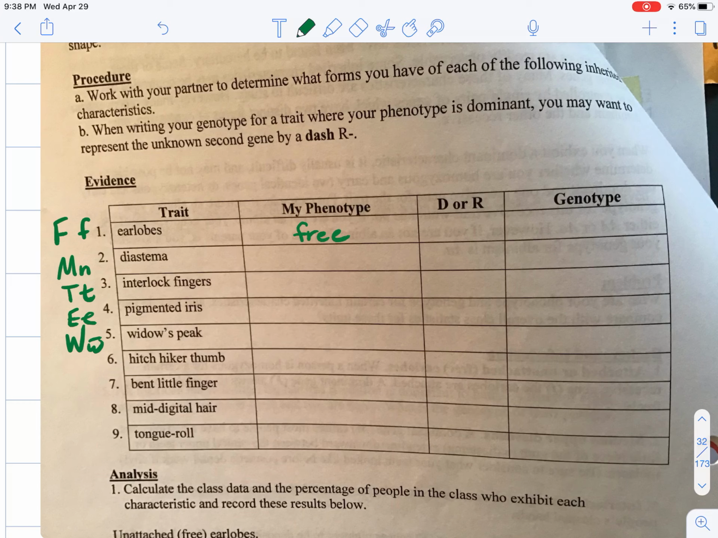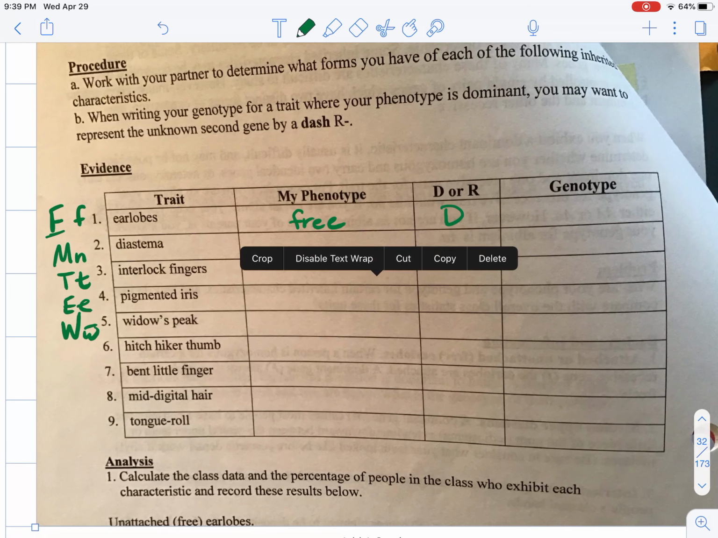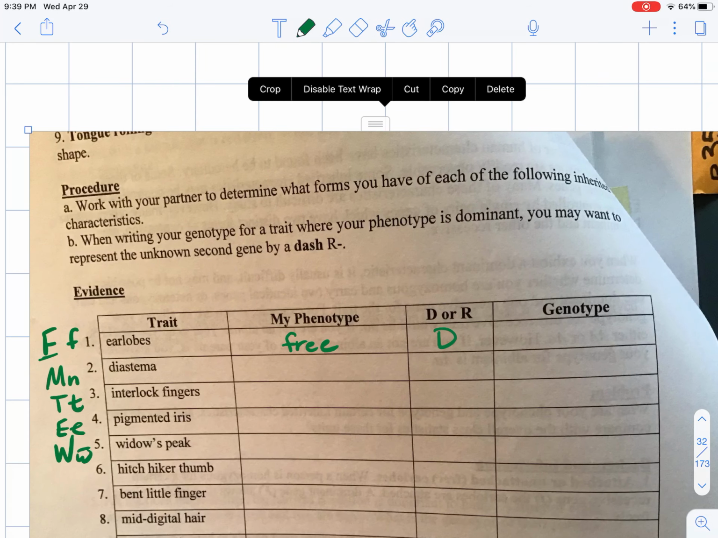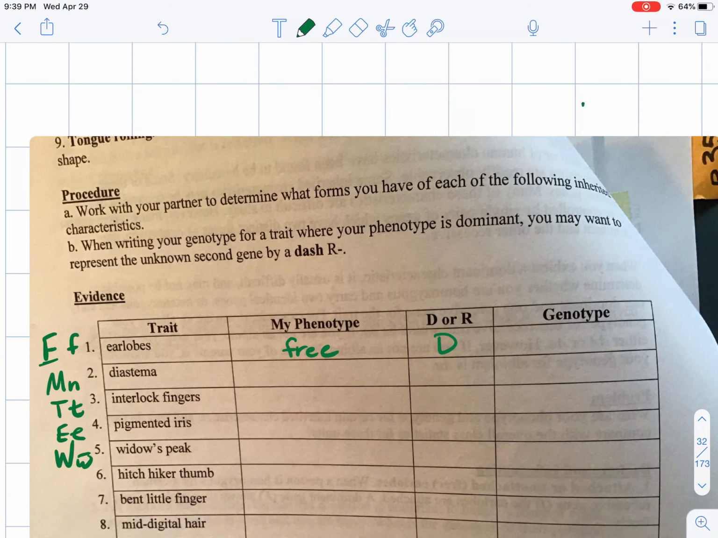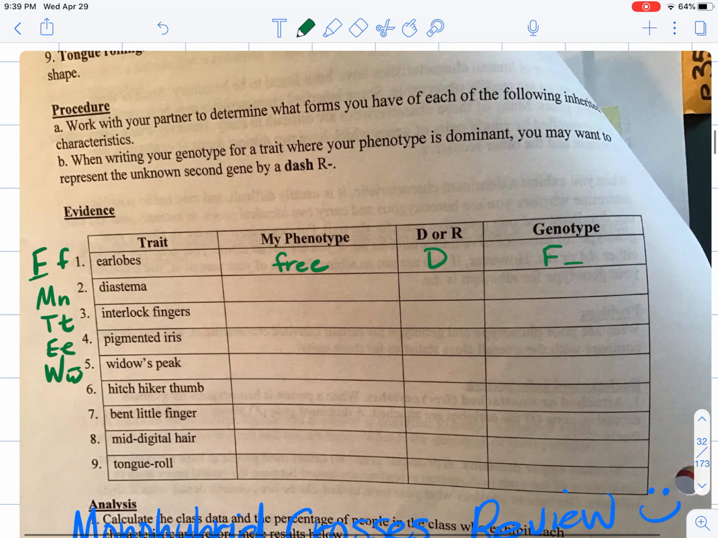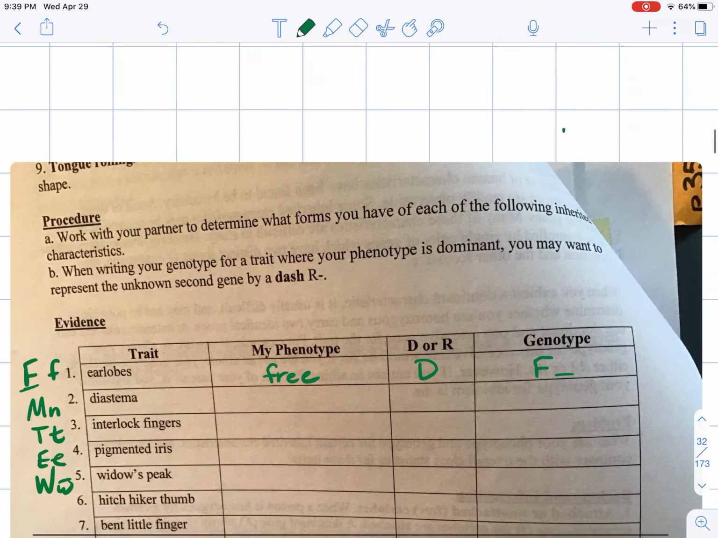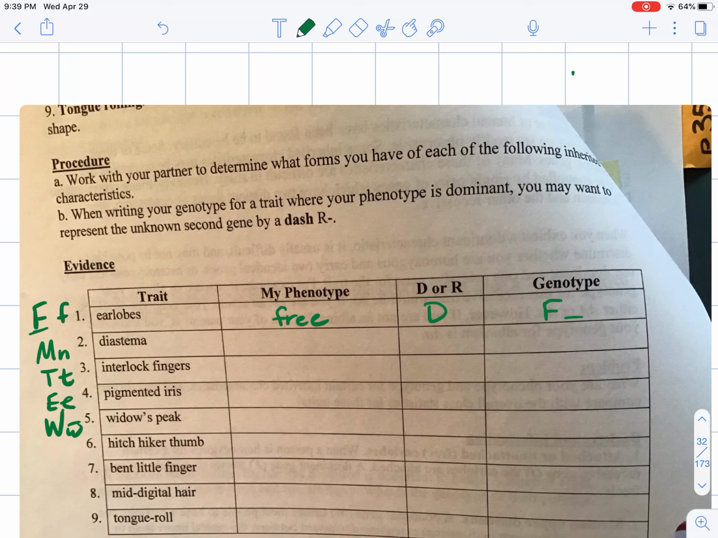I'm just going to show you, for an example, what I'd like you to do for earlobes. They want you to see which one you have. So if I, for example, have free earlobes, I can check in the data information that that would be dominant. And so I would know, using the letter F, that my genotype is going to be an F. However, I don't know what my second gene is, so you would just have to put a blank in there for the second gene. Okay?